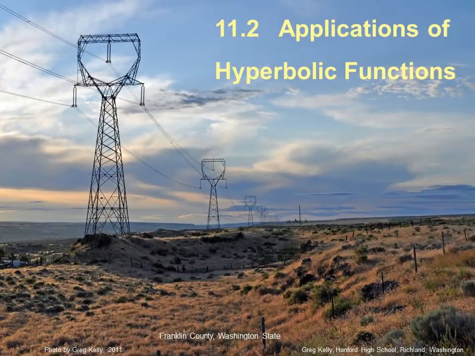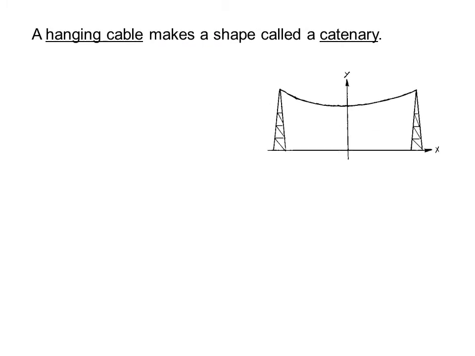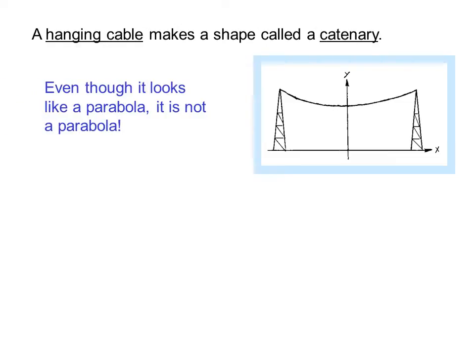Lecture 11.2, Applications of Hyperbolic Functions. A hanging cable makes a shape called a catenary. Even though it looks like a parabola, it is not a parabola.